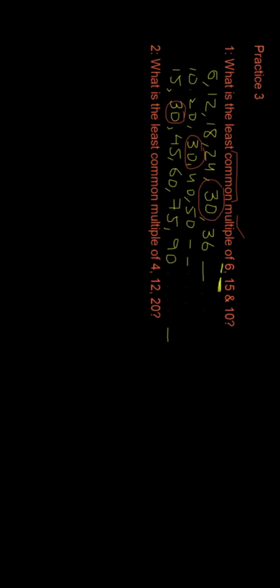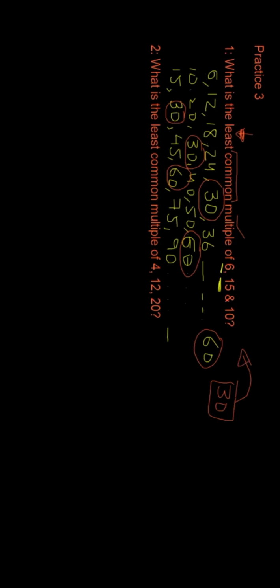Very soon you would realize that we've also got a 60 here. After 50 comes a 60, right? And even in the table of 60, we do have a 60. So we've got 2 common multiples. Actually, we might have more, but so far we've got 2 common multiples. Because we're interested in the least only, we're going to pick 30. So 30 is the least common multiple.